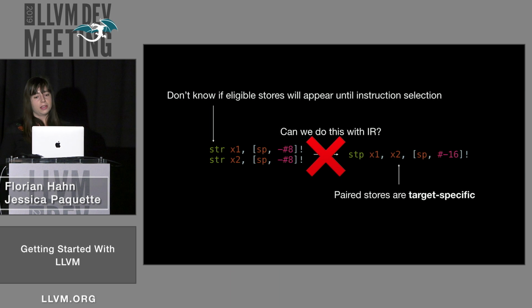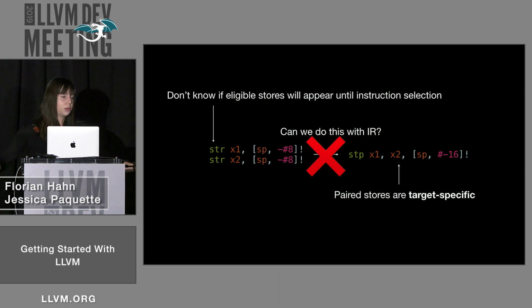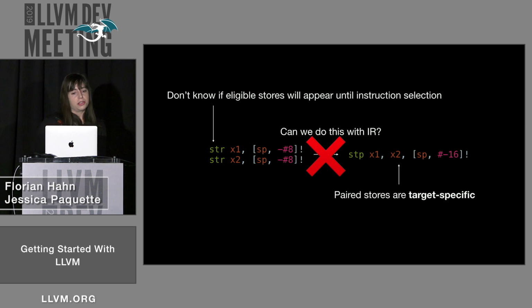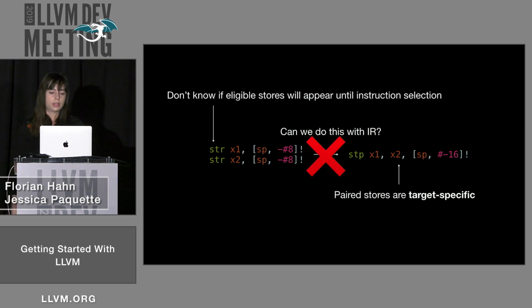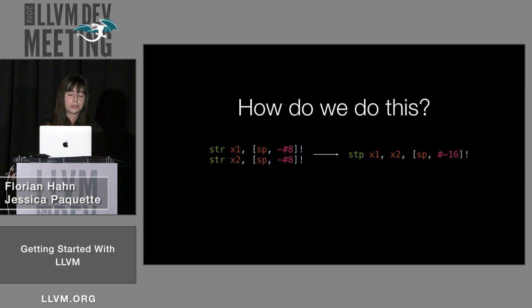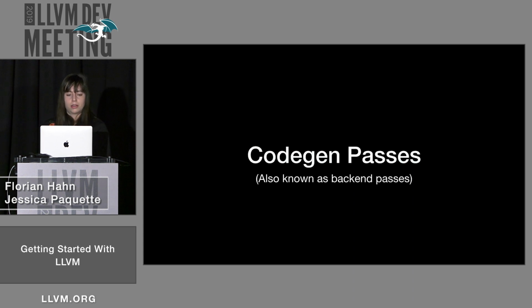And until instruction selection, we don't even know if these stores are going to appear in the program. They could be introduced as a result of lowering some other IR instruction, for example. But this is a valuable transformation, and so we'd like our compiler to be able to do it. The way we're going to do this is using CodeGen passes. We also call these backend passes fairly interchangeably.